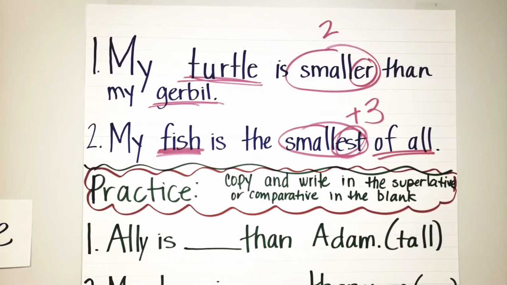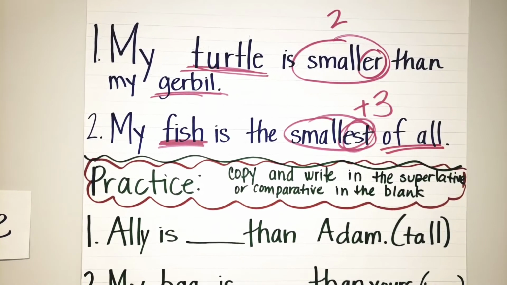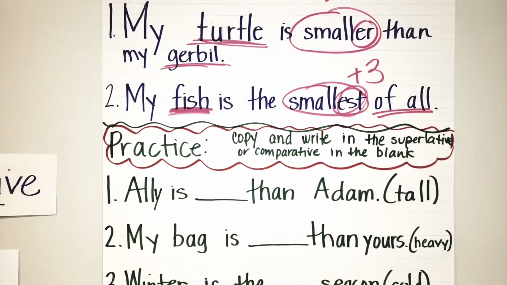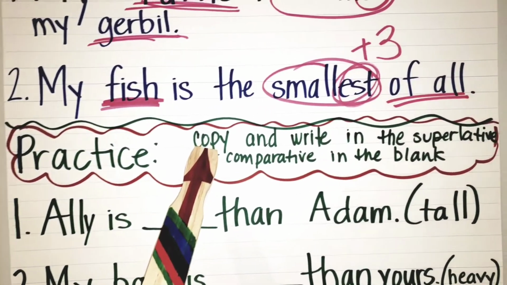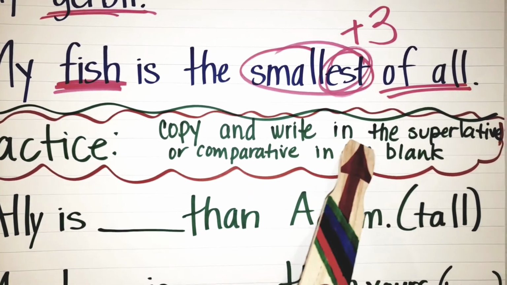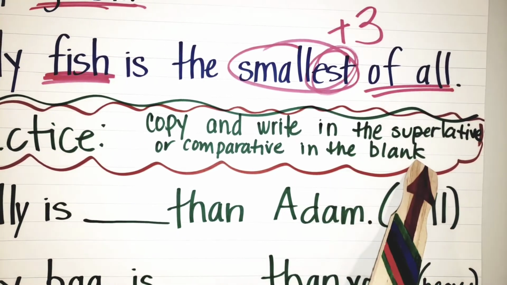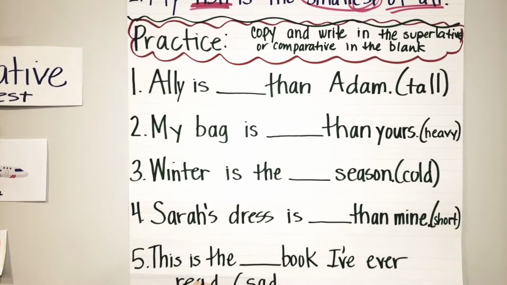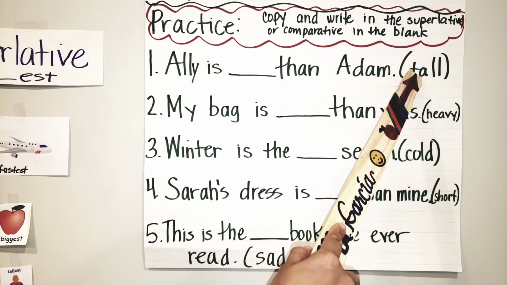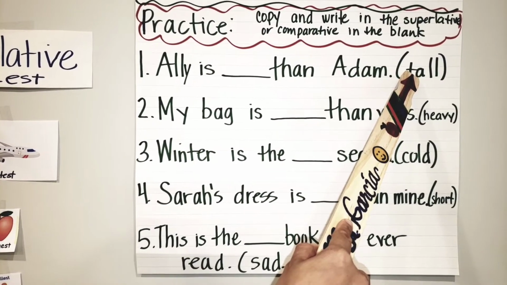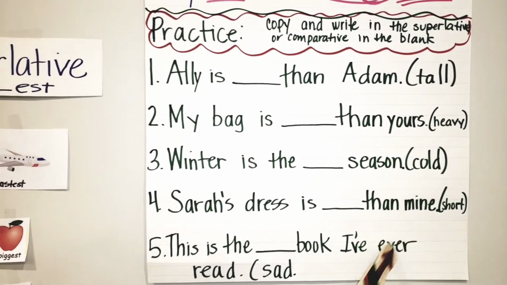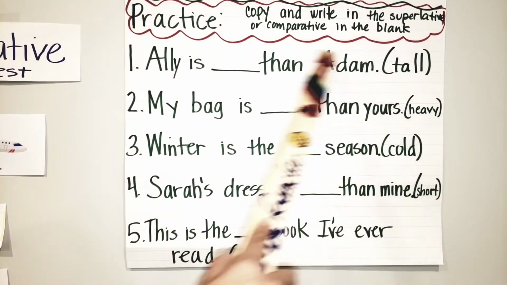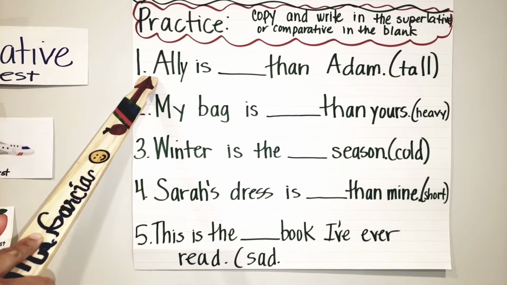Okay? Thumbs up. Ms. Garcia, I understand comparative and superlatives. Good job. Now, for practice. This is the first assignment of the day, boys and girls. You're going to copy and write in the superlative or comparative in the blank. So that means that you're going to copy these sentences. There's only 5. You're going to copy these sentences, and then you're going to write the adjective that is on the side, and you're going to think, is it going to be a comparative or a superlative? We're going to work on number 1 together.